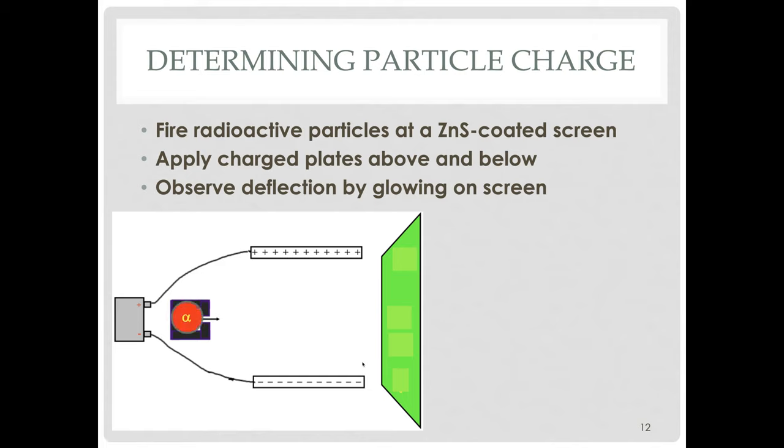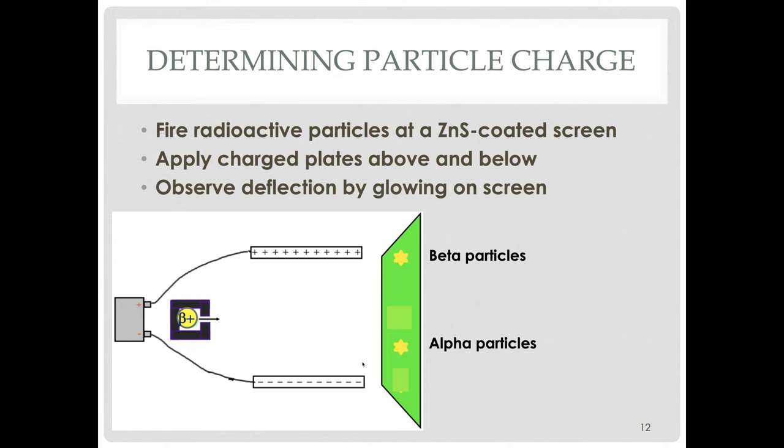So let's start off with an alpha particle. Well, alpha particles are big, ponderous particles, so they get deflected, but not a lot. And they get deflected towards the negative electrode. So alpha particles are positively charged. Next, we try beta particles. They're very lightweight and get deflected strongly towards the positive electrode. These beta particles are negatively charged.